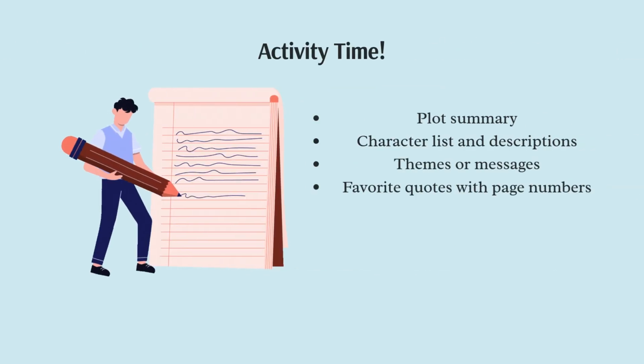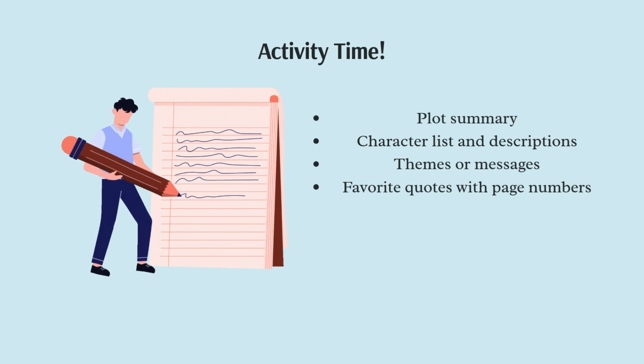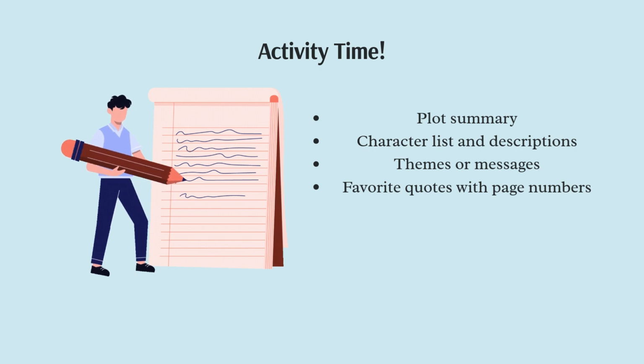Activity time. Here are small tasks you have to do. Choose a book and read the first or second chapter. Take notes using any method we just discussed. Then write a short paragraph about what happened and your thoughts about the main character.